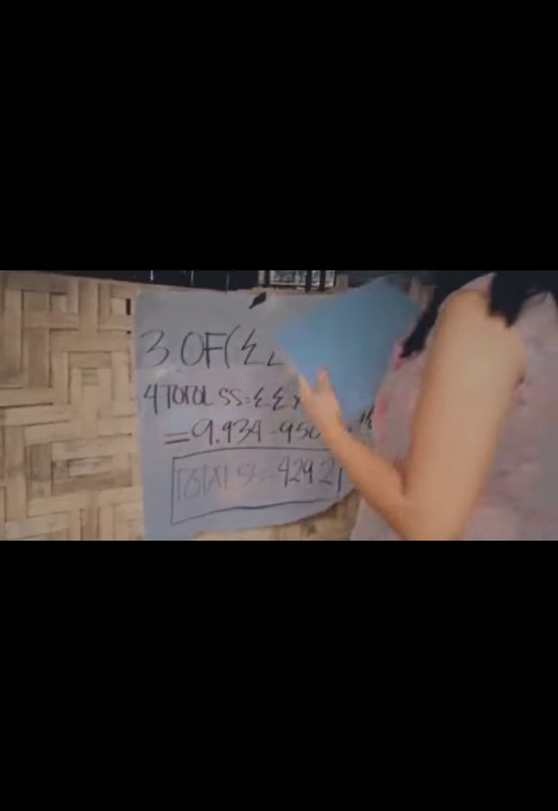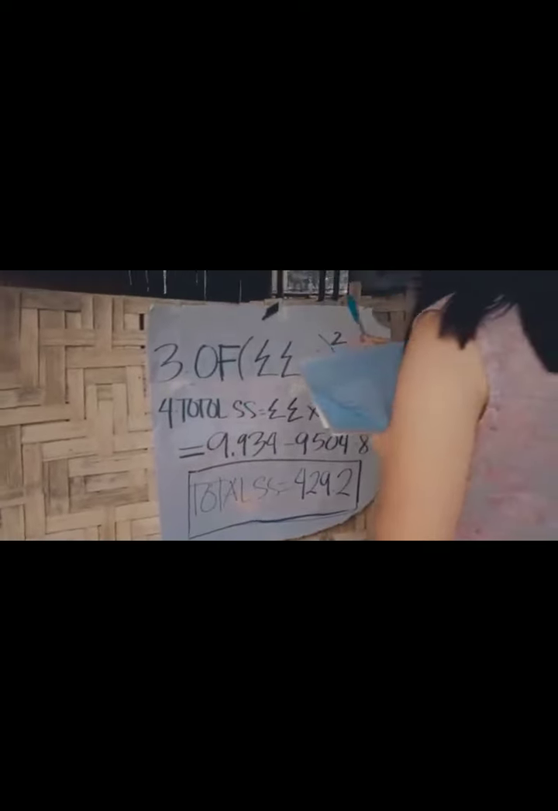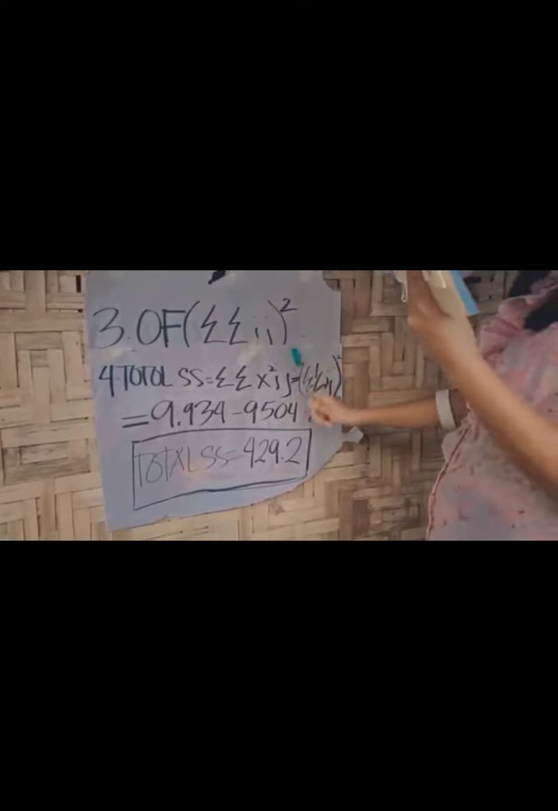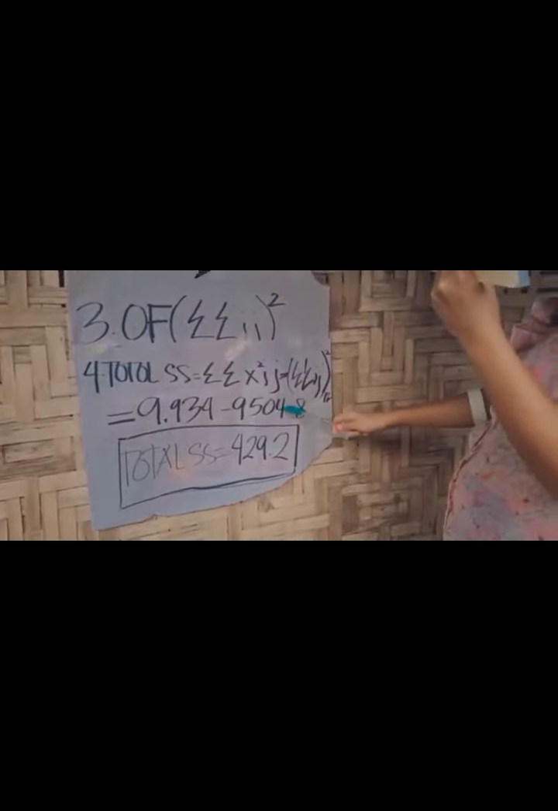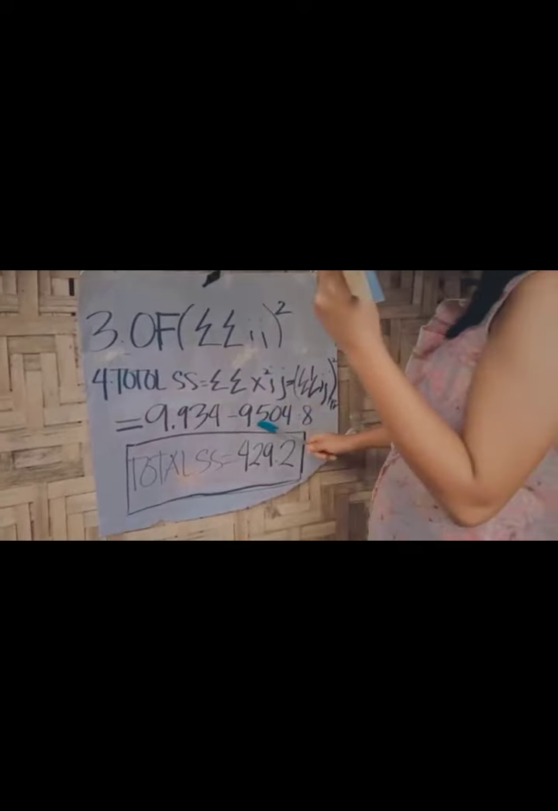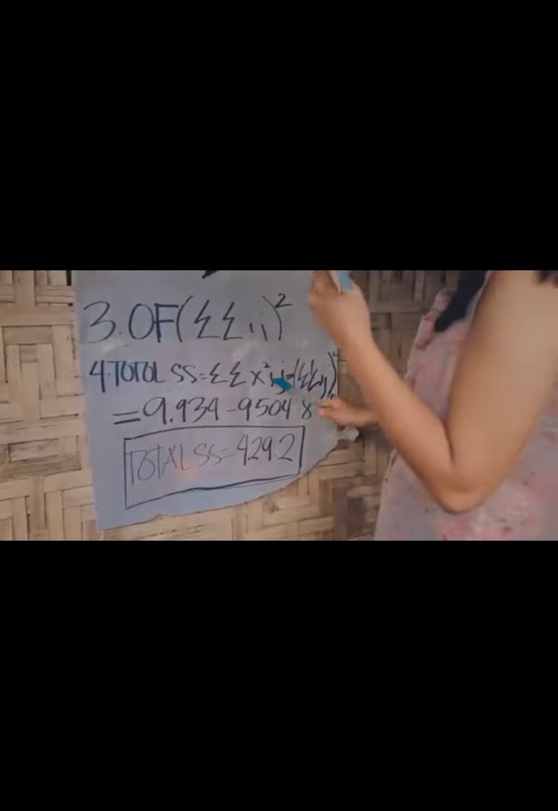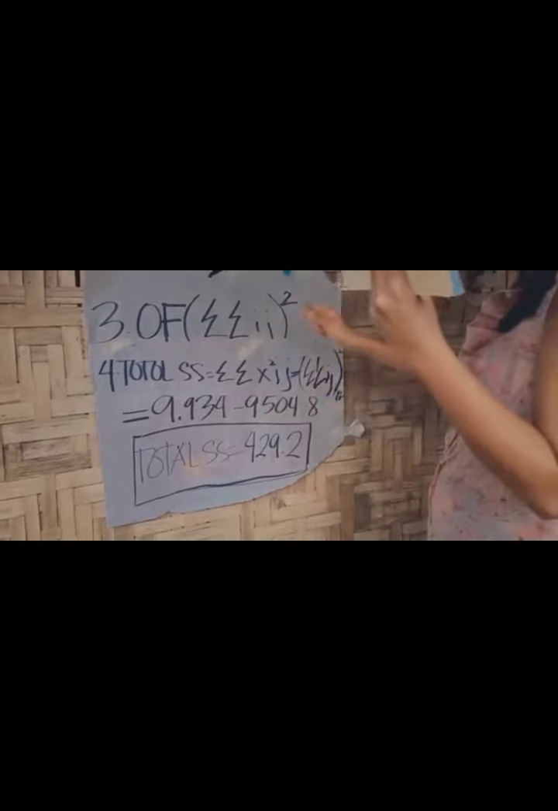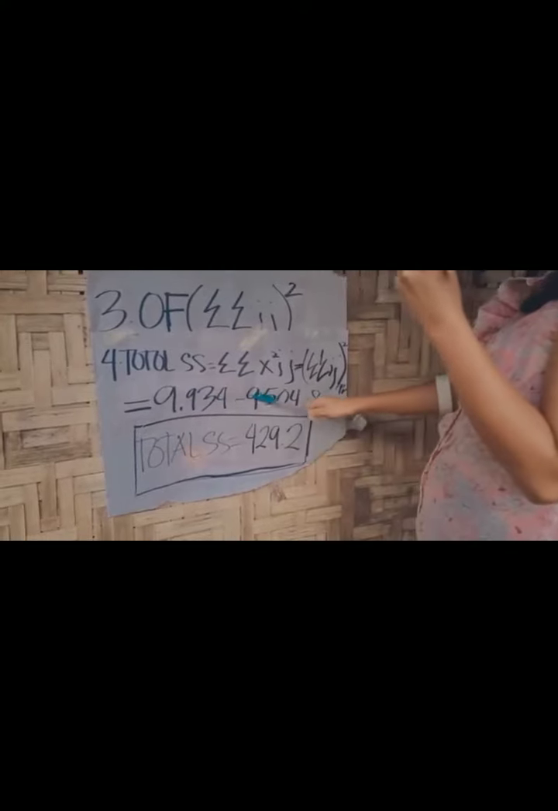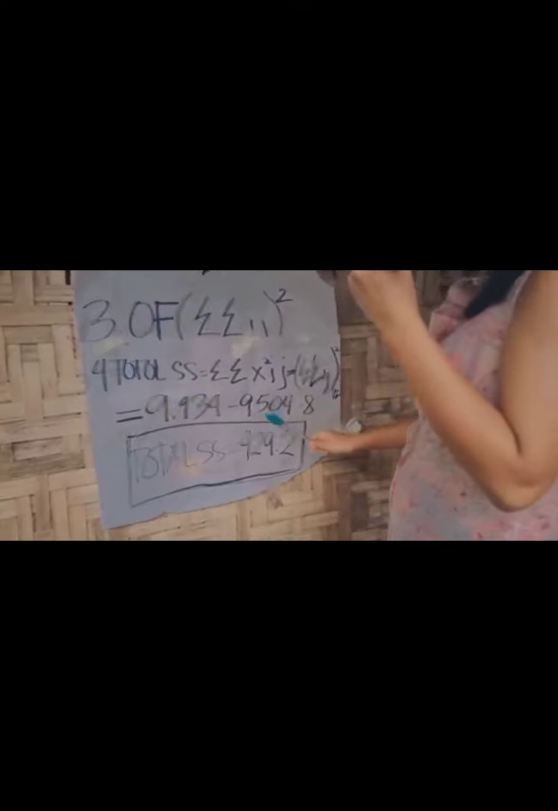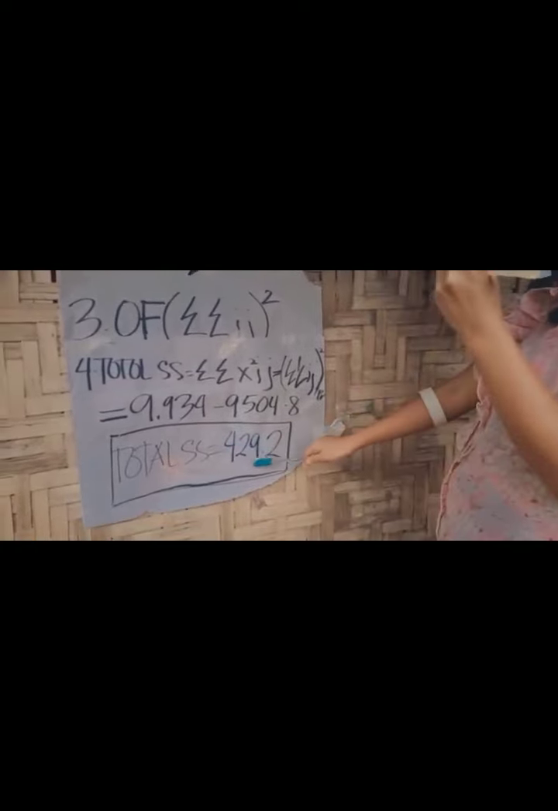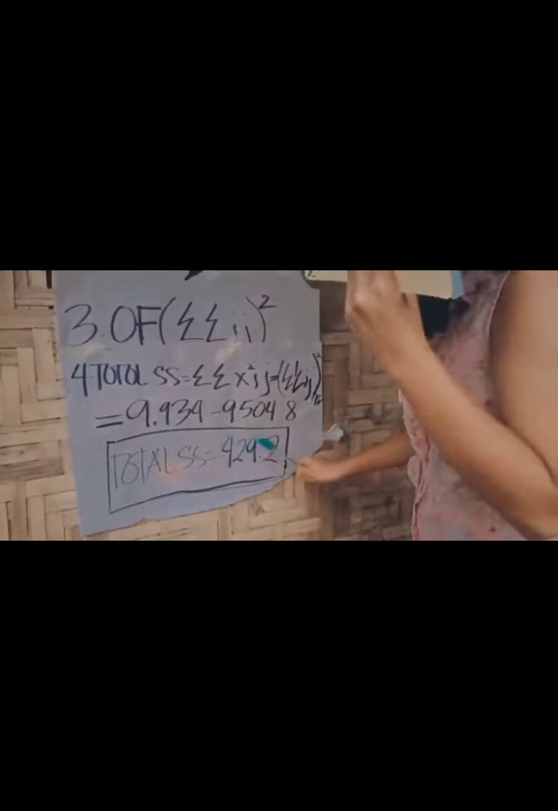The CF is 9,504.8. In number 4, we find the total sum of squares. So we subtract the CF from the double summation of x squared ij. So we subtract the CF, the double summation of x ij squared over pr, from 9,934 minus 9,504.8. The total sum of squares is then 429.2.